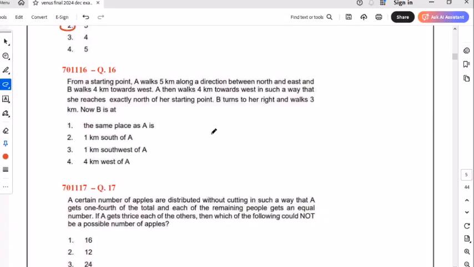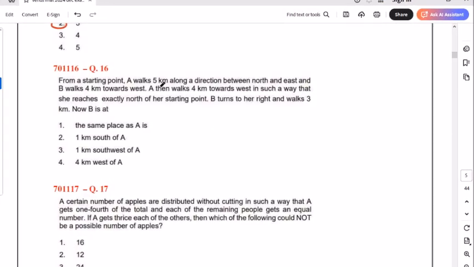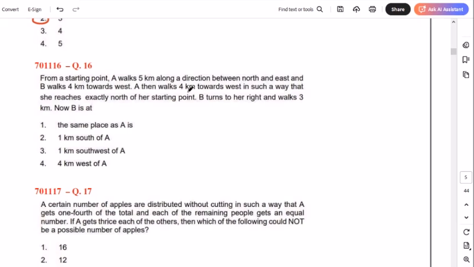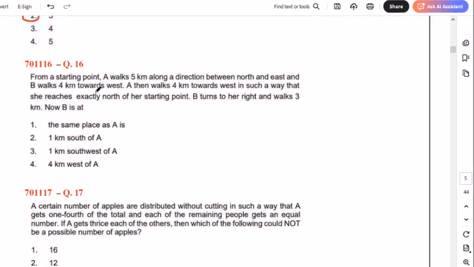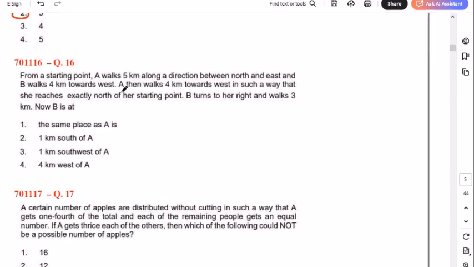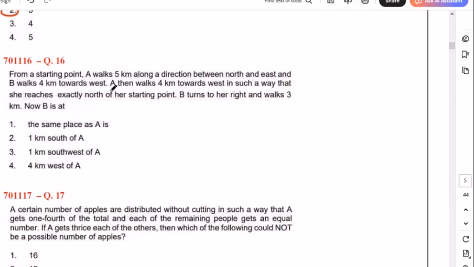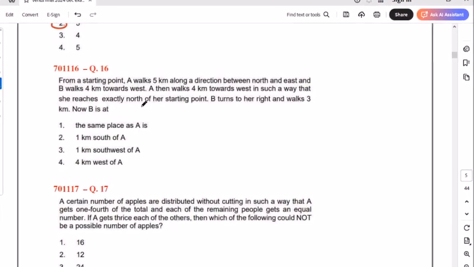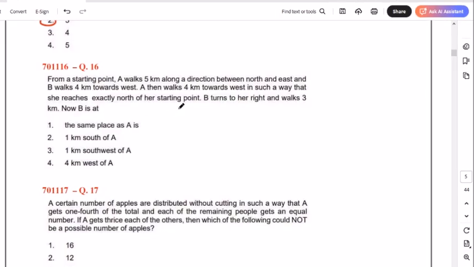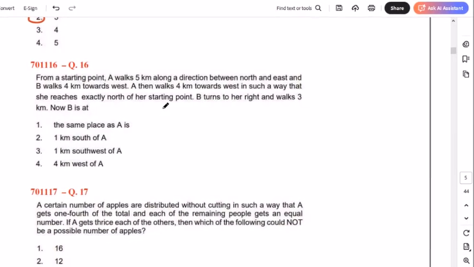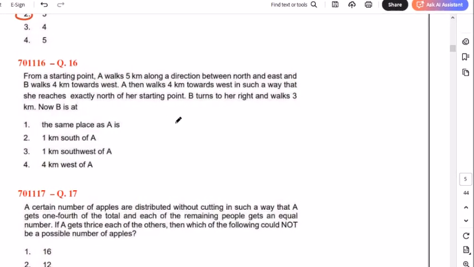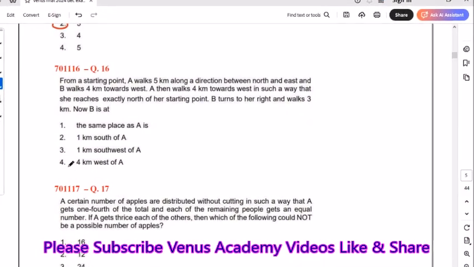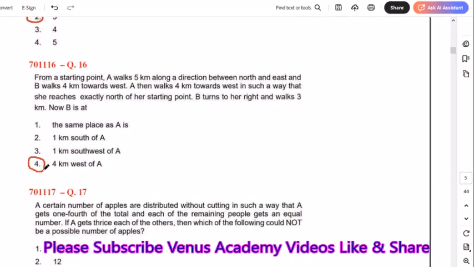From a starting point, A walks 5 kilometers along a direction between north and east, and B walks 4 kilometers towards west. A then walks 4 kilometers towards west in such a way that she reaches exactly north of her starting point. B turns to her right and walks 3 kilometers. Now B is at option number 4, 4 kilometers west of A, is correct option, friends.